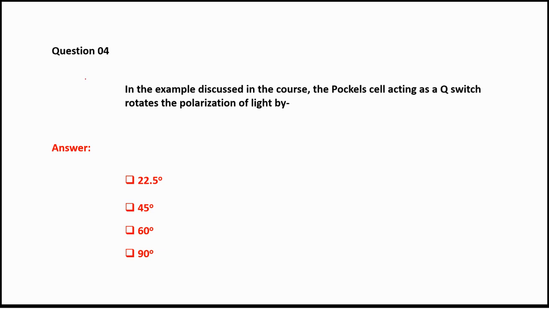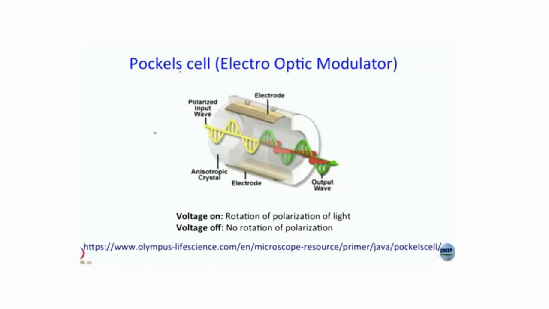Then we'll go to question number 4. What does question number 4 say? In the example discussed in the course, the Pockels cell acting as a Q switch rotates the polarization of light by. Actually, this Pockels cell is something we have studied in this module, and Q switching we have studied earlier. But the Pockels cell acting as a Q switch we have discussed in this module itself. So, for a brief introduction, I have kept this. What is a Pockels cell?